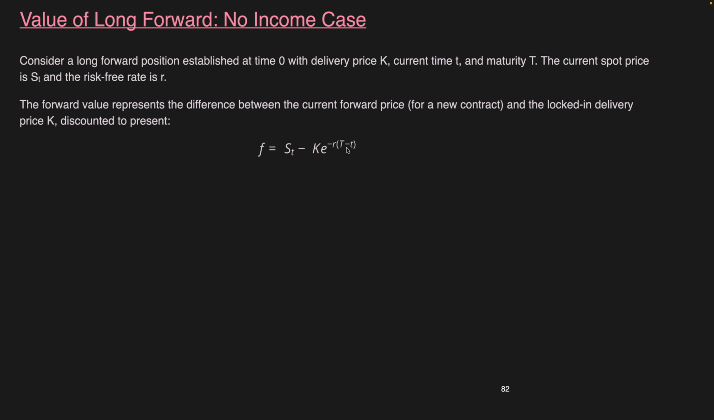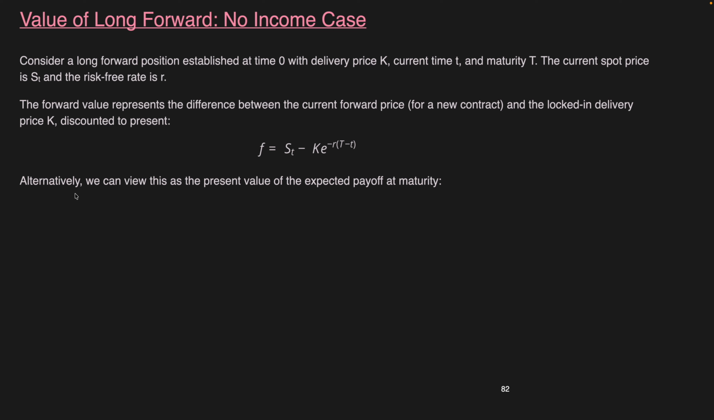Why are we subtracting small t from capital T? Only because small t time has already elapsed. So we have to calculate the present value for capital T minus small t, not capital T. Suppose small t is equal to 1 month and capital T is equal to 6 months, then the time left is 5 months, right? So then we have to calculate the present value of the delivery price K discounted for 5 months. Understood? So we have to discount it for 5 months at a rate of interest of small r.